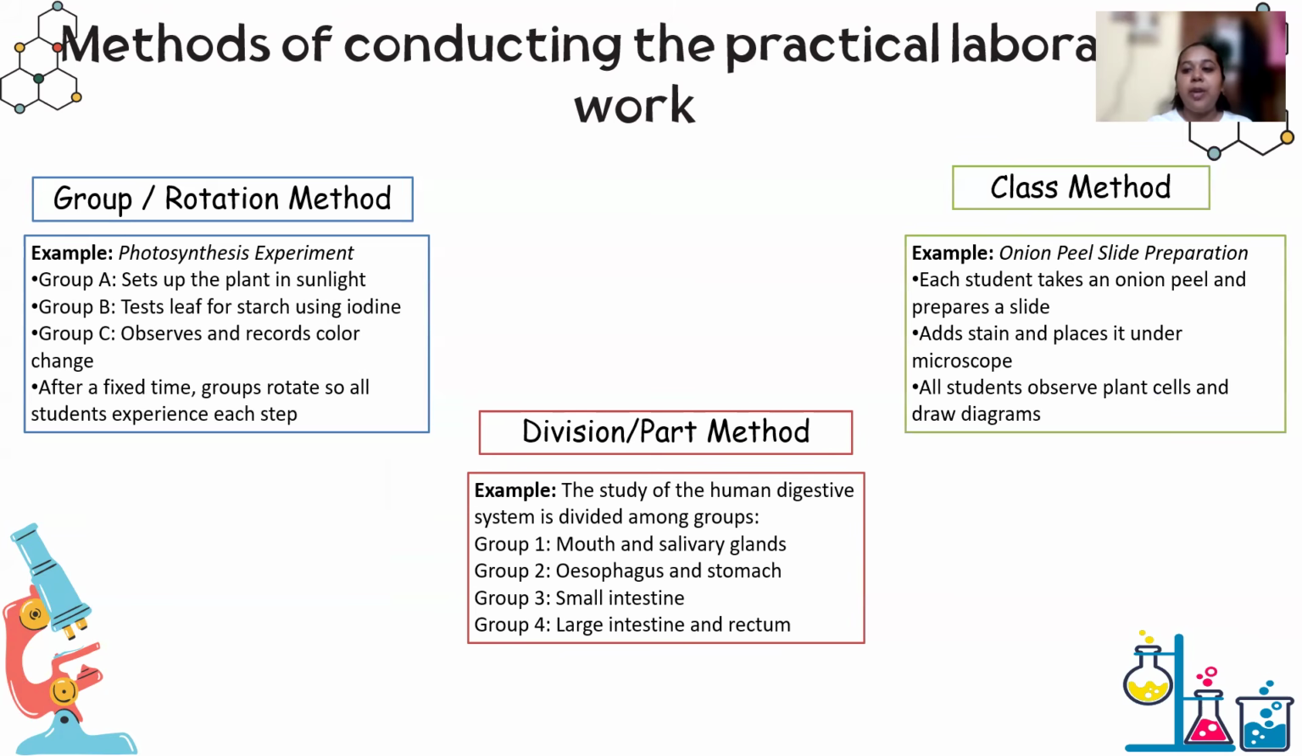Whereas in the class method, for example, the class is observing a slide of onion peel so that they can see the different stages of cell division. Each student takes an onion peel, prepares a slide, adds stains, and places it under the microscope. All students observe plant cells and draw diagrams. So here each and every child gets an opportunity at the same time to carry out the practical in the laboratory.